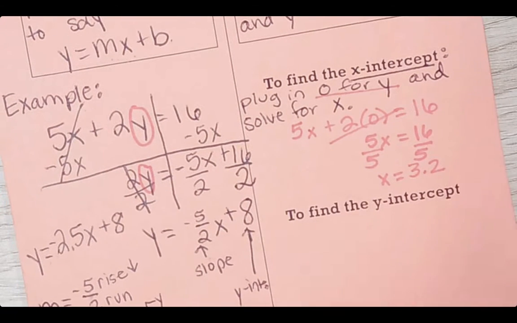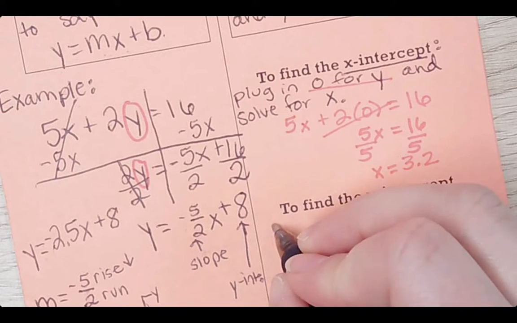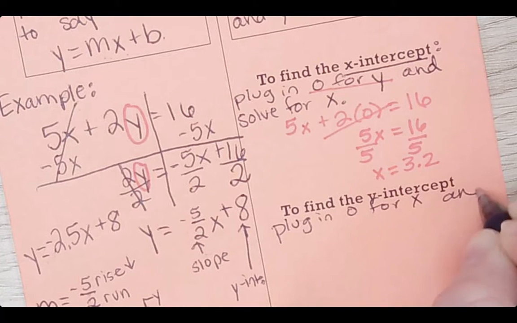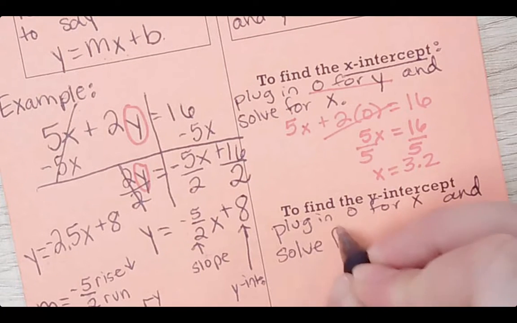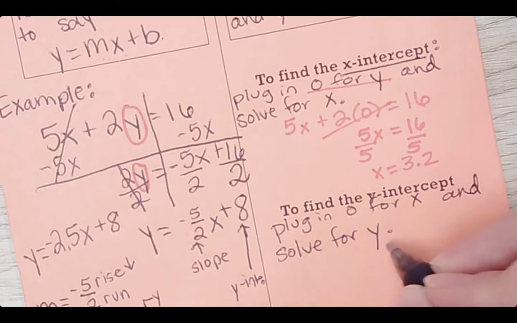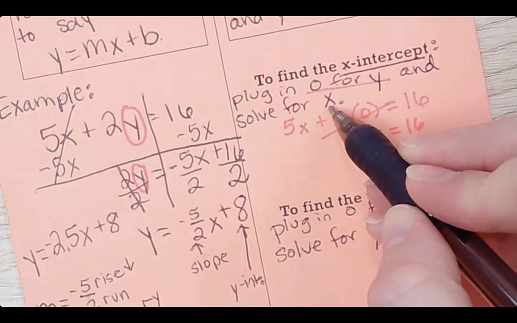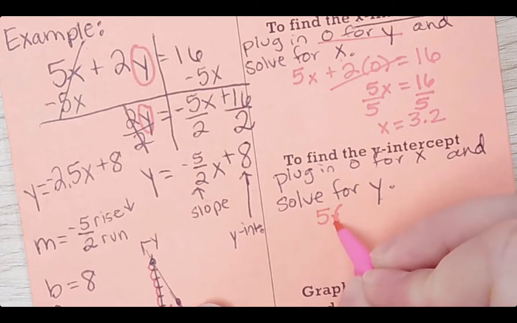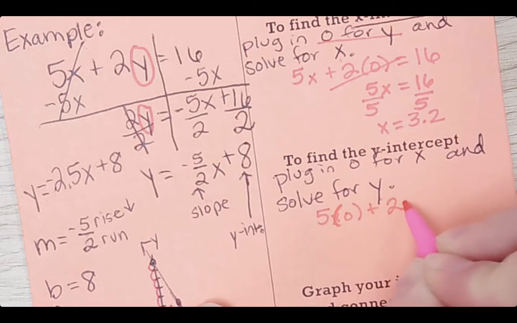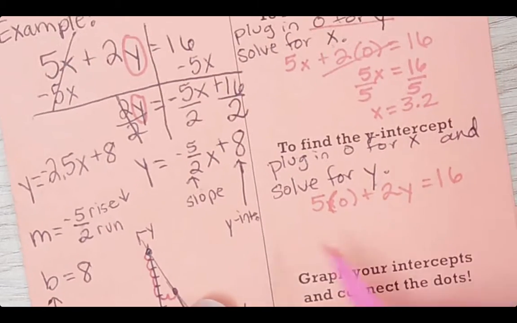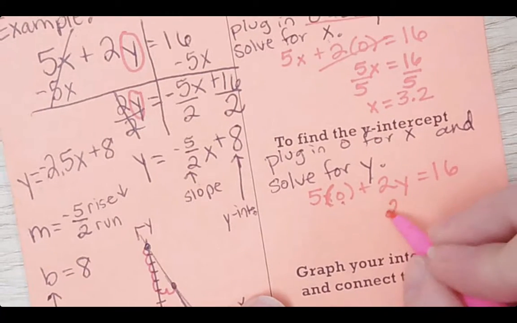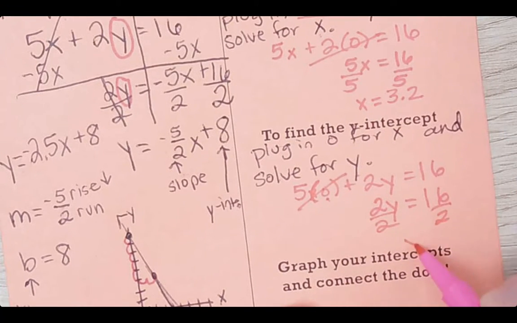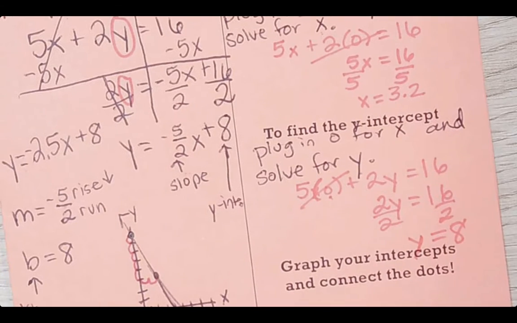Okay, and then find the y-intercept. We are going to do the opposite. Plug in 0 for x and solve for y. Y-intercept, you're going to solve for y. X-intercept, solve for x. So on here, we are going to do 5 times 0, plus 2y equals 16. 5 times 0 is 0, so I just get 2y equals 16, because that canceled out. Divided by 2, y equals 8. So that means the y-intercept is 8.